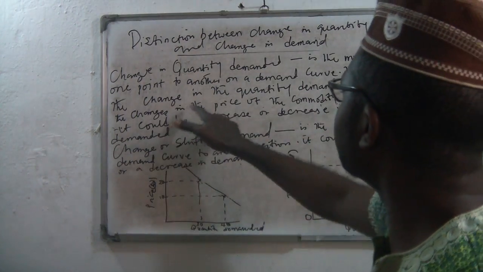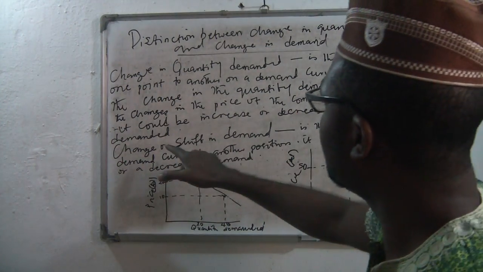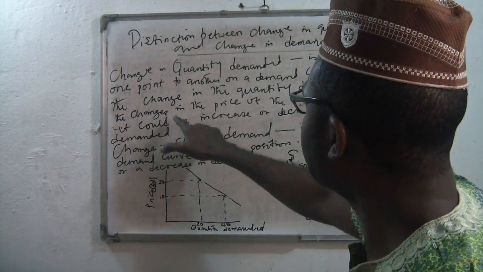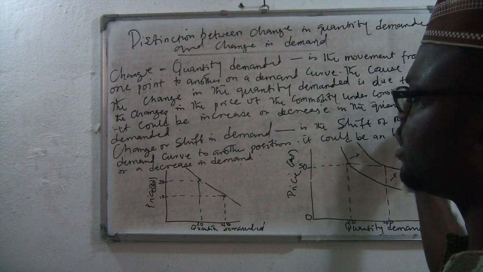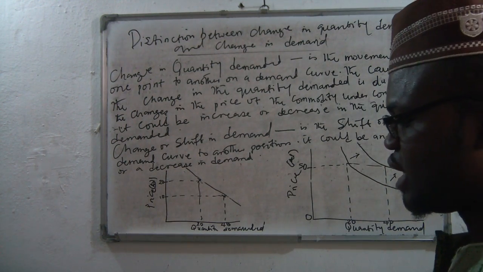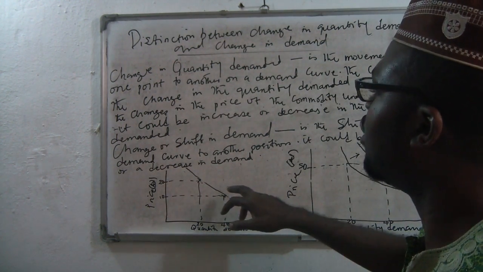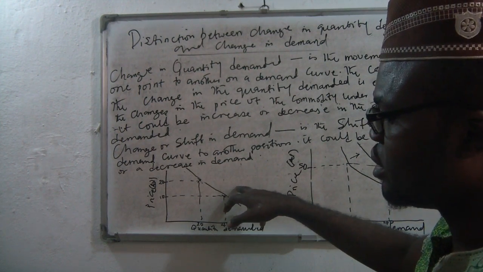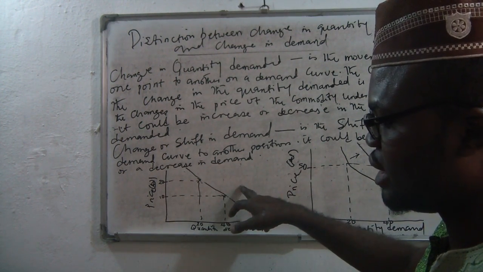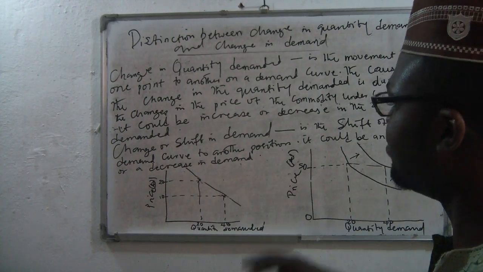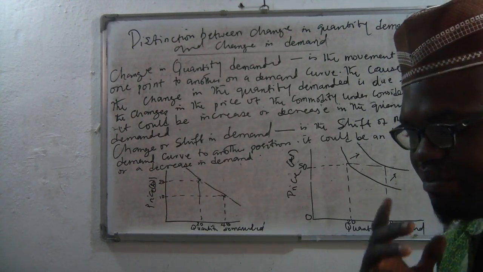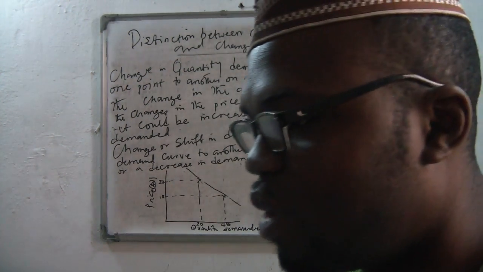The cause of change in the quantity demanded is due to changes in price of the commodity under consideration. That is the major cause of change in quantity demanded. You understand? Change in quantity demanded is majorly caused by change in price of the very commodity demanded.